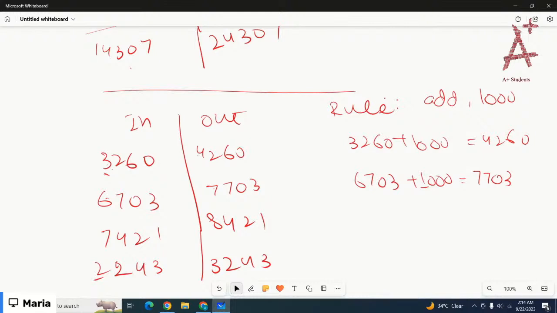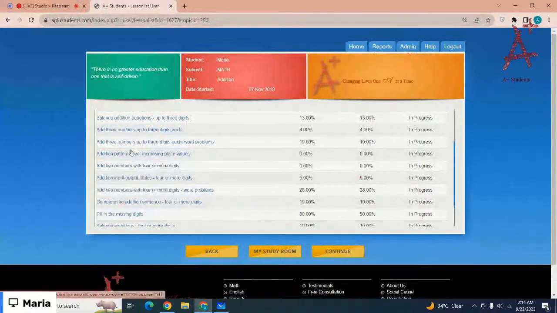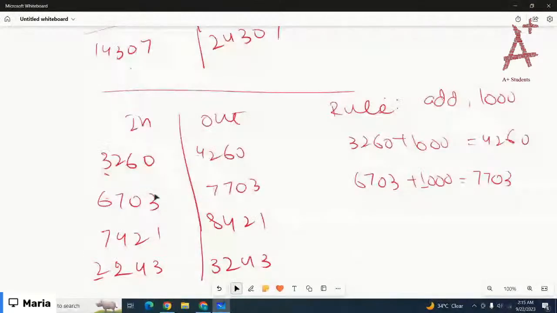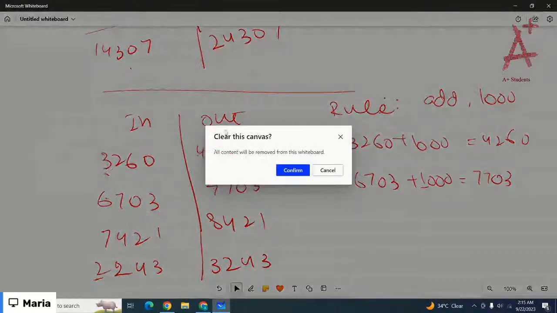Okay, so this way you can do the input output tables for addition. Let's just see which is the next lesson. Okay, here is input output tables. Then you have the word problems, right? So you can do the word problems on your own. We'll do practice questions. Complete the addition sentences. Let's just see how we complete the addition sentences.